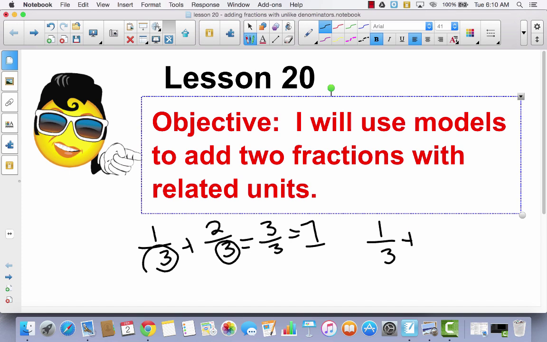For example, we may add 1/3 plus 2/6. These can be made into common units, but I'm going to have to show you how. But today these are the kinds of fractions that we're going to add. Fractions that do not have common units or common denominators.